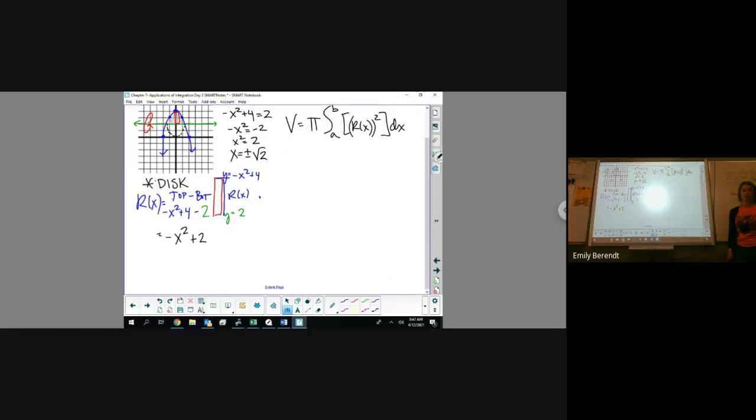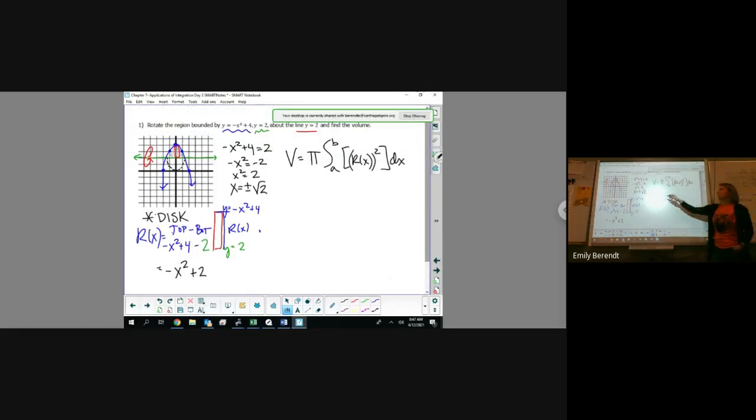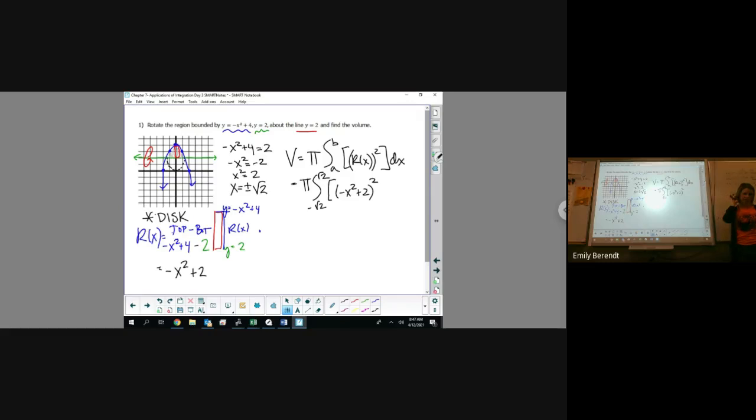So really that's the only difference with the disk today: instead of taking it to 0, you're taking it to another horizontal line. So when we substitute in our points of intersection, negative root 2 to root 2, big R of x is negative x squared plus 2. Don't forget to square it, because it is the radius of a circle. Close it, and dx.